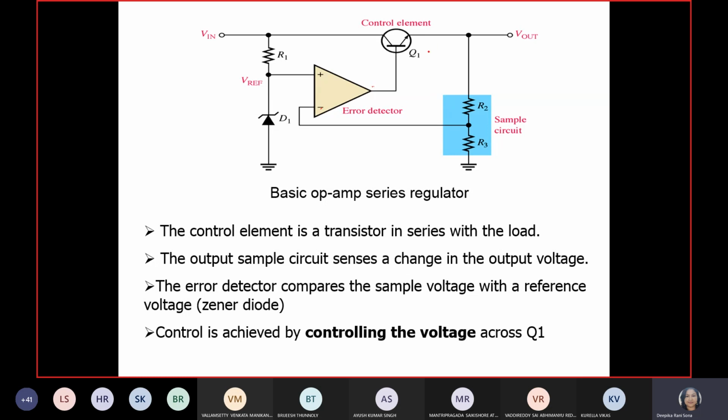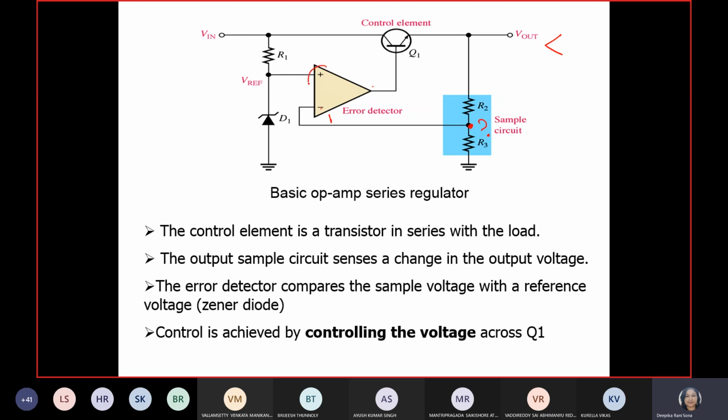Now let's understand the circuit components. Guys, we apply the input voltage, and as per that our output will be decided. Suppose for some reason this output voltage is reducing or decreasing. Then that decreasing effect will appear at this point of the sample circuit. This sample circuit is nothing but a voltage divider or potential divider circuit. Whatever the reduction in this voltage, that voltage will be applied to the negative or inverting input of the op-amp. So this is applied input 1 to the op-amp.